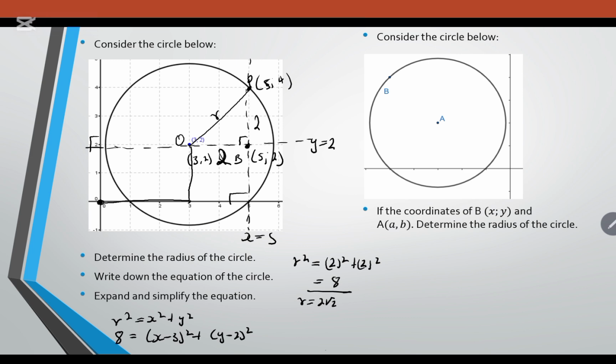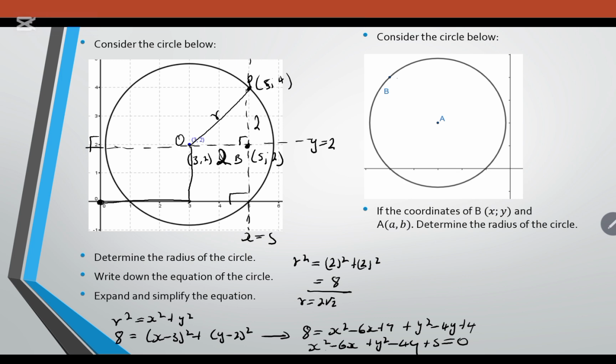Now, the last question says expand and simplify this equation. So I'm going to complete the expansion. It is 8 is equal to x minus 3 squared, which is x squared minus 6x plus 9, plus y minus 2 squared, which is y squared minus 4y plus 4. The simplified version of this equation of the circle is x squared minus 6x plus y squared minus 4y plus 5 is equal to 0.